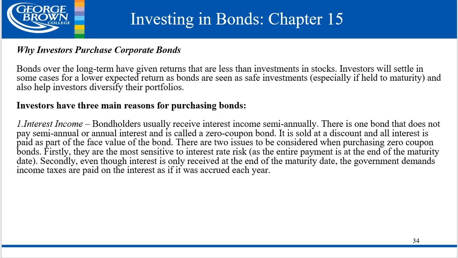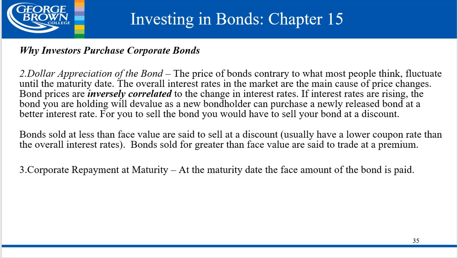Okay, carrying on now. Investors have three main reasons for purchasing bonds, and I'm not going to read it all to you. It is in the notes. The first reason is for that interest income. Bondholders usually receive interest income annually, so I'm going to buy a bond if I have a requirement to increase my income throughout the year. A second reason might be dollar appreciation of the bond. Now the price of bonds, contrary to what most people think, does fluctuate. The coupon payment never changes, but the price of a bond does change. Overall interest rates in the market are the main cause of price changes, and bond prices are inversely correlated to the change in interest rates.